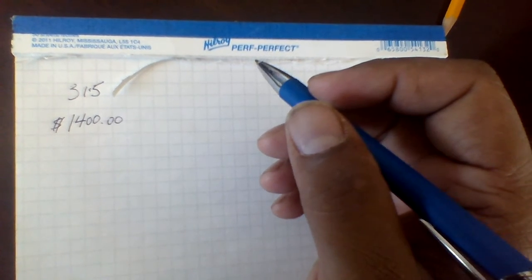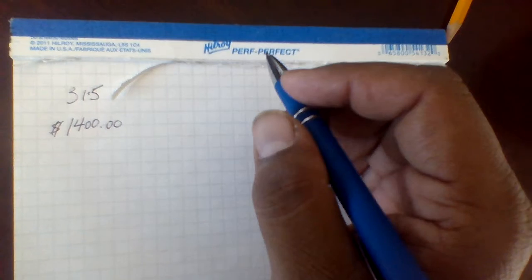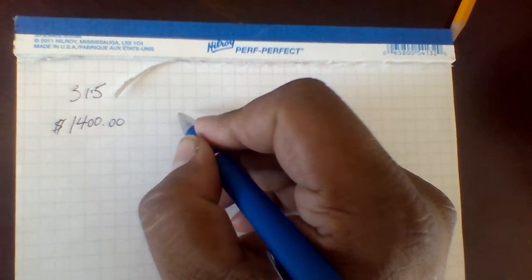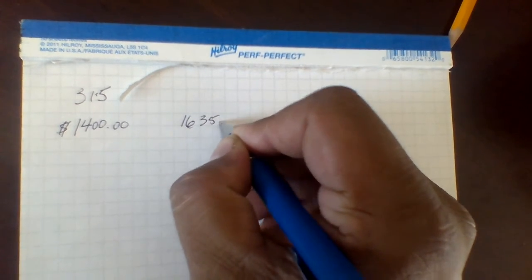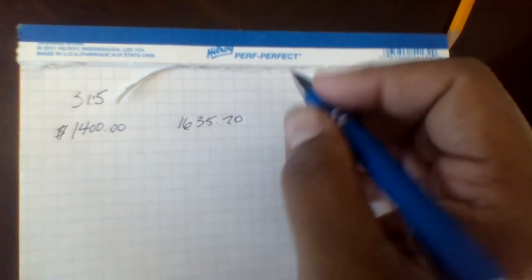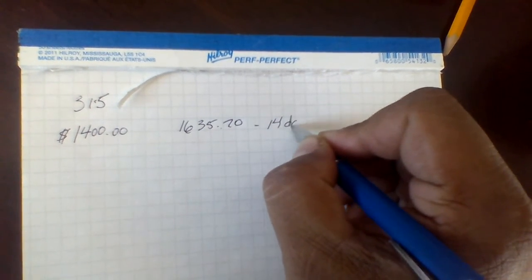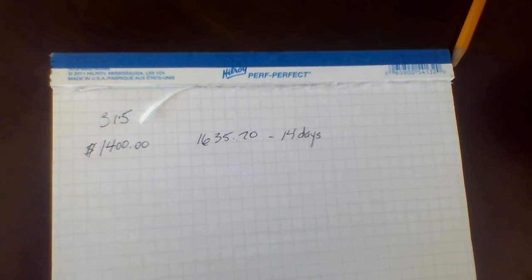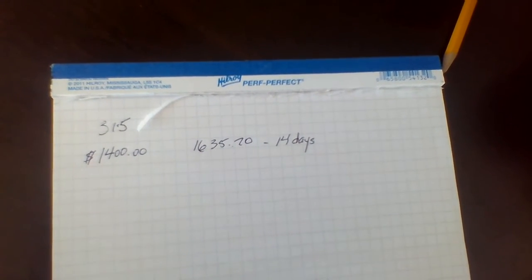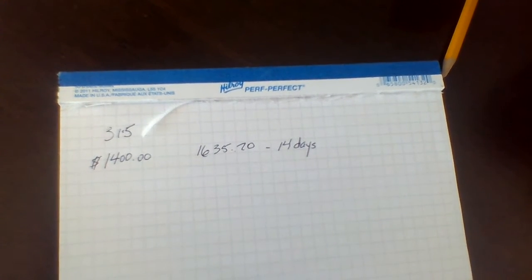So he goes to a payday loan, where he signs an agreement to repay the store. His repayment is $1,635.20, and he has to pay it back in 14 days. Now, the question asks, what was the daily interest rate for the loan? And what is the annual interest rate for the loan?